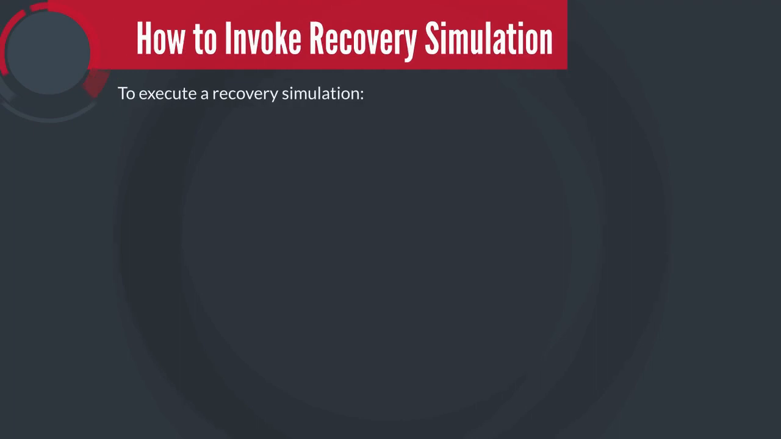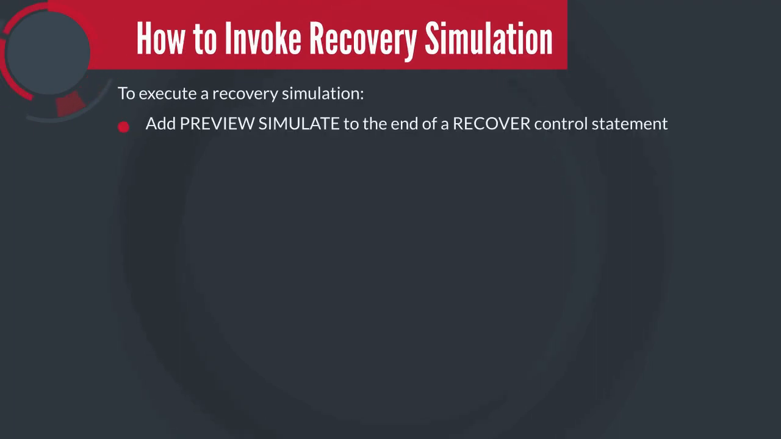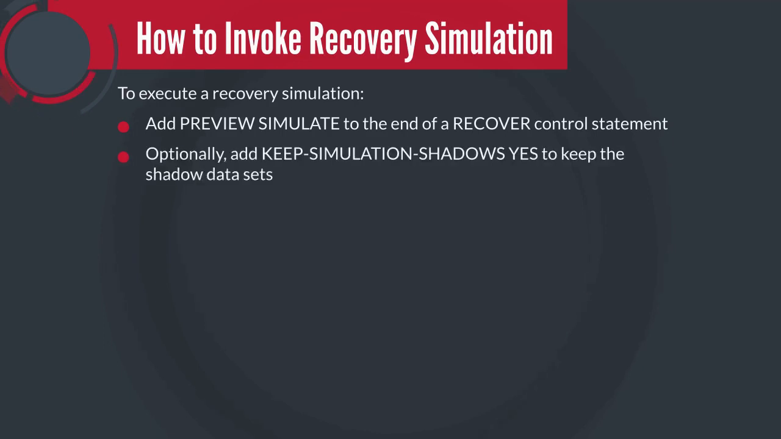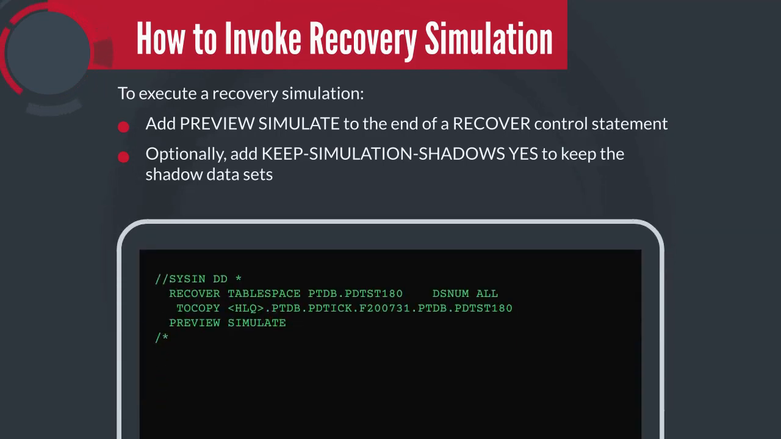You can execute a recovery simulation by adding Preview Simulate to a recover statement. By default, the shadow datasets are deleted at the end of the simulation to prevent storage constraints. If you want to keep them, add Keep Simulation Shadows Yes to your recover statement. This recover statement specifies the object to recover, an image copy, and Preview Simulate. In this demonstration, we will prove that we can recover to this specific image copy.